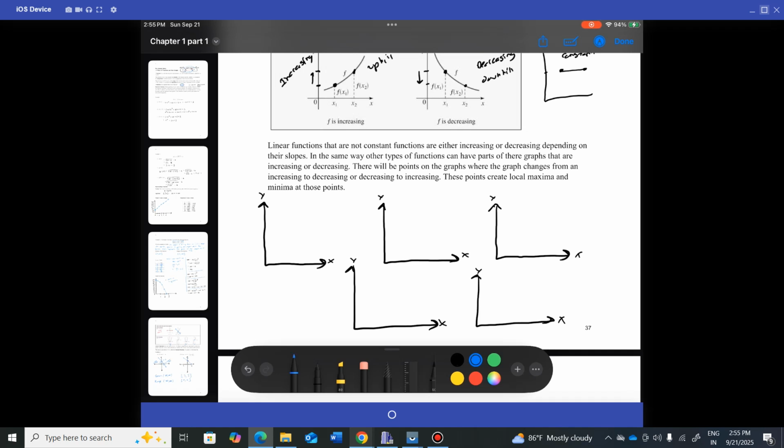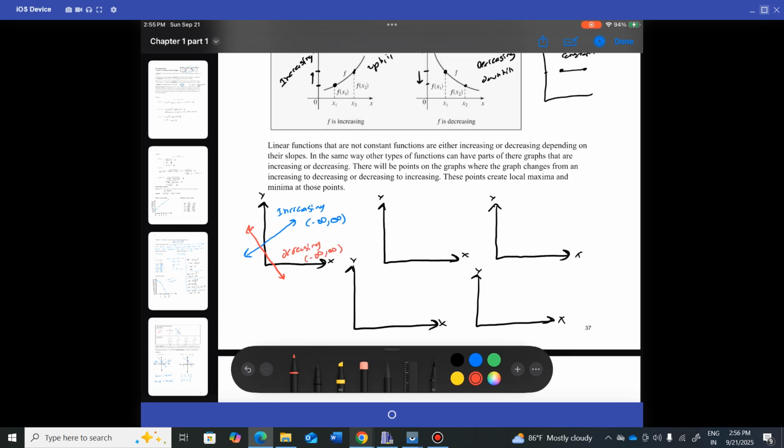Okay, so first graph, we'll do a linear line. This is increasing, and it's increasing from negative infinity to infinity. Okay. We can do one that's a line going the opposite way. This is decreasing, and it's decreasing from negative infinity to infinity.